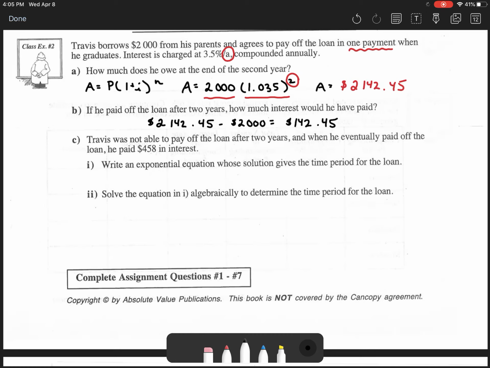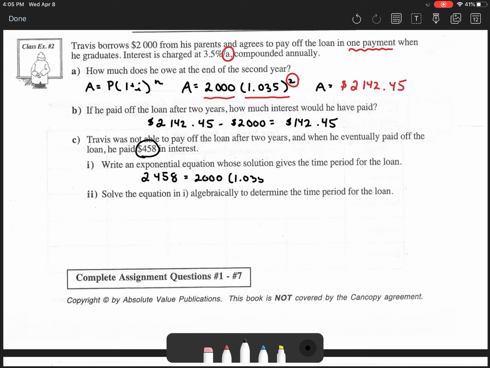Now, part C. Travis was not able to pay off the loan after 2 years, and he eventually paid off the loan. He had paid $458 in interest. Write an exponential equation whose solution gives the time period of the loan. Well, if he pays $458 in interest, that means his total payment back to his parents would be that amount plus the $2,000 he owed. So he actually pays in the end $2,458.